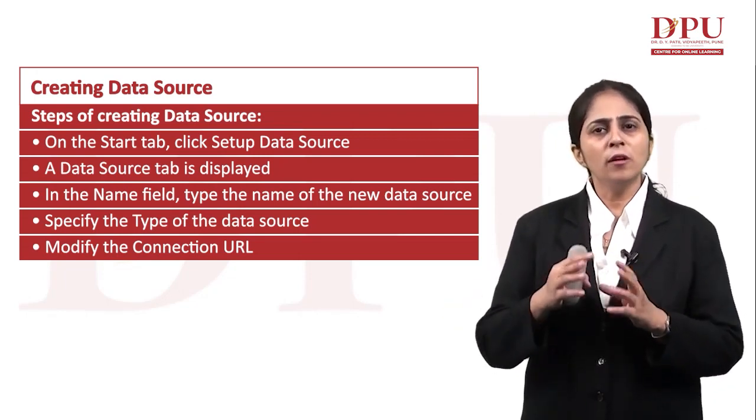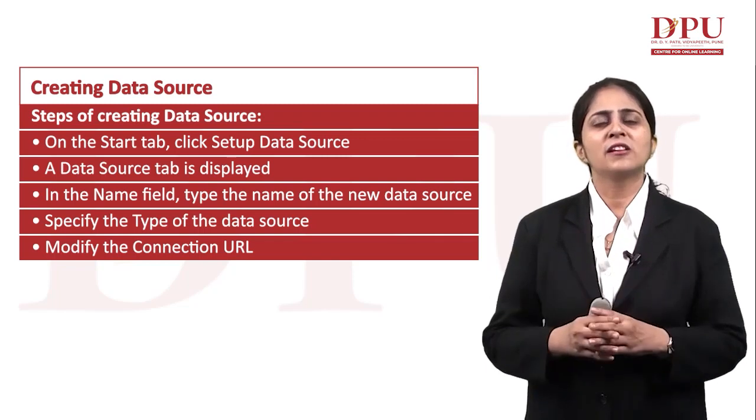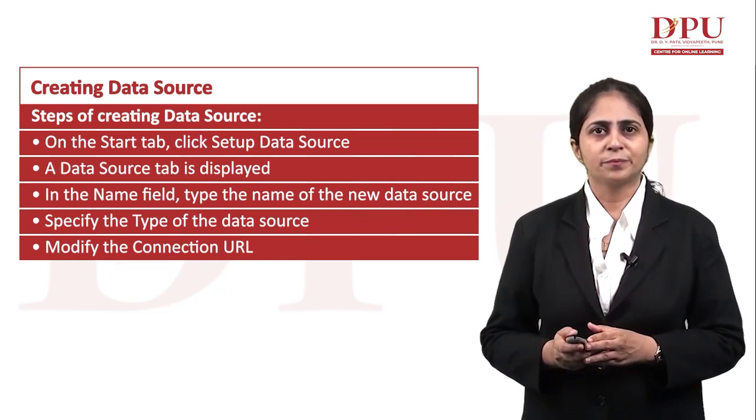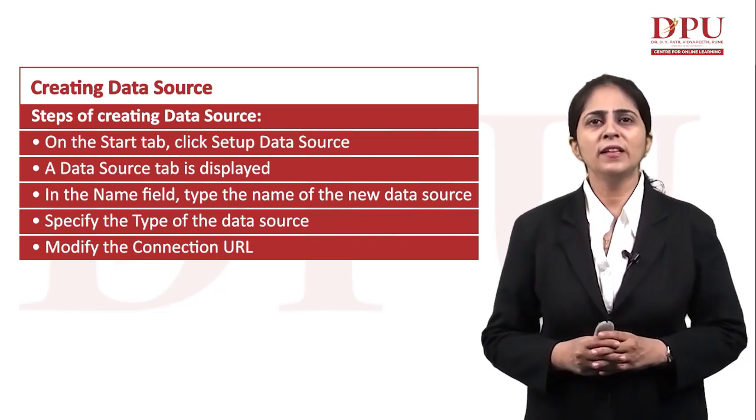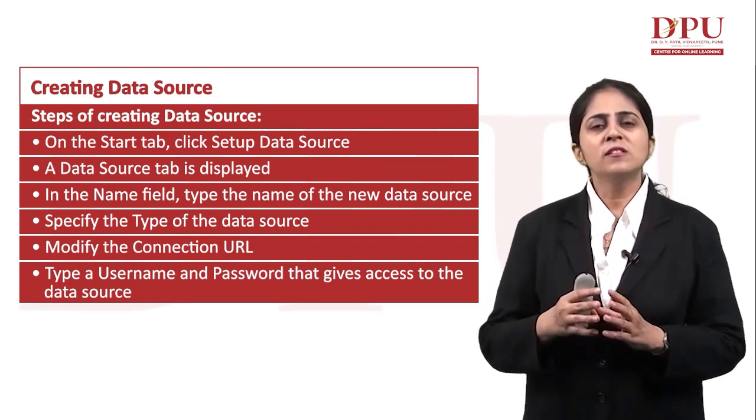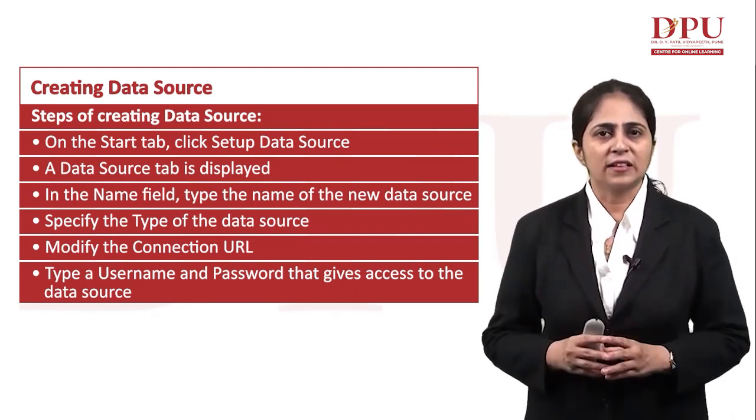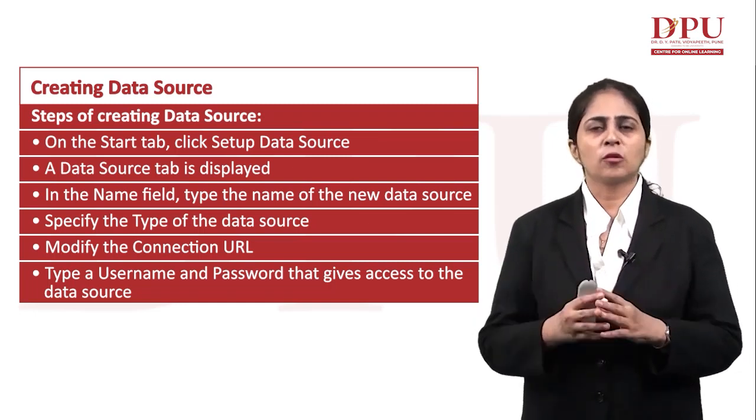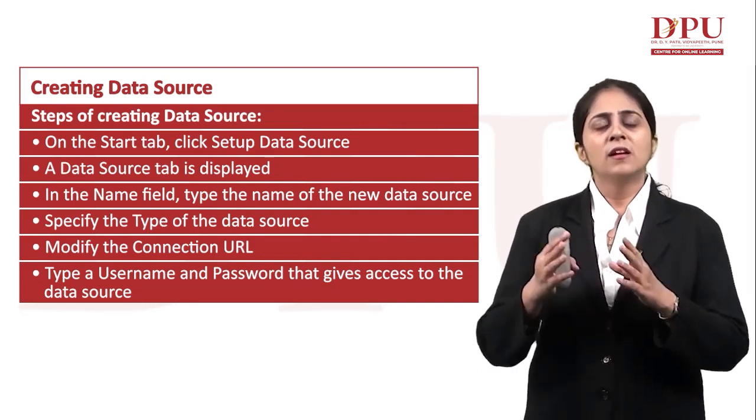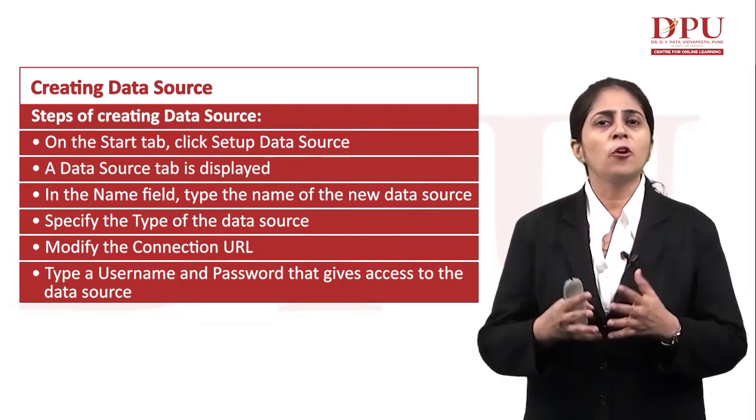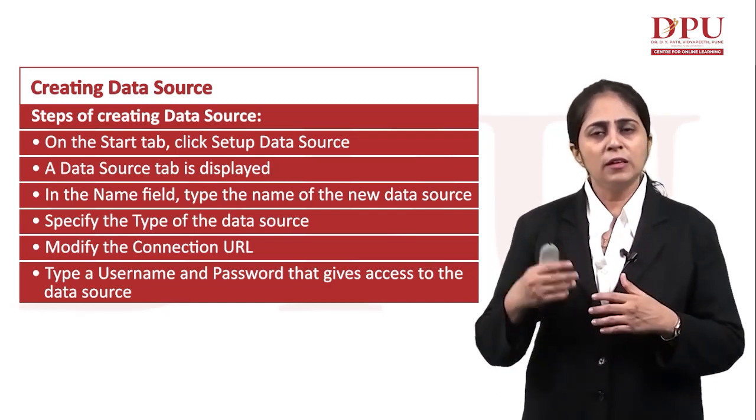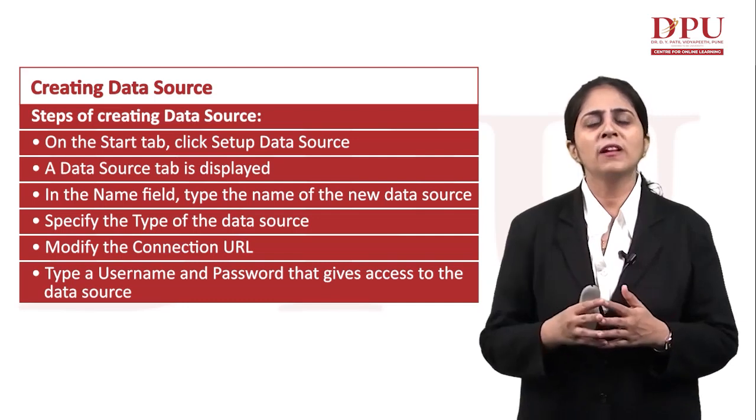So, we need to modify the connection URL, which is the Uniform Resource Locator. After doing this, we type a username and the password which gives access to the data source. This data source should not be accessible to everyone. Since we require a certain form of authentication, if we give access to everyone, what will happen?